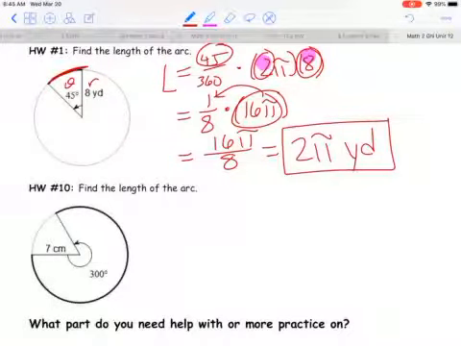So let's try another one. Go ahead and try this one on your own. Remember, this is your angle because we want this whole outside piece, and then this is your r. So I want you to try and find that. Push pause so you can try it on your own, and then check your work against mine.